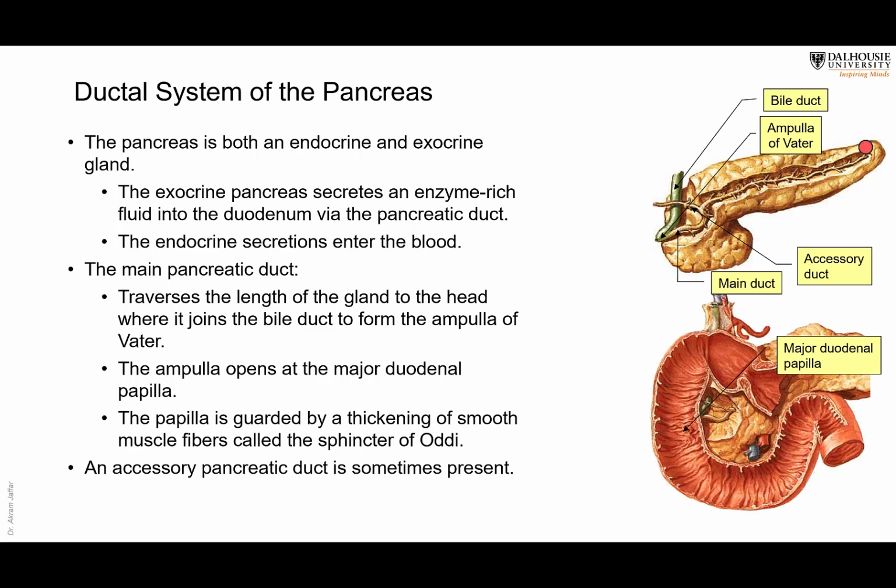You can see that it has a major pancreatic duct, which joins the bile duct and is distended as the ampulla of Vater. And there is another duct, a small duct, not always present. It's called the accessory pancreatic duct. And when present, it opens into a small papilla. That's why this one's called major, because the other one's called the minor duodenal papilla.